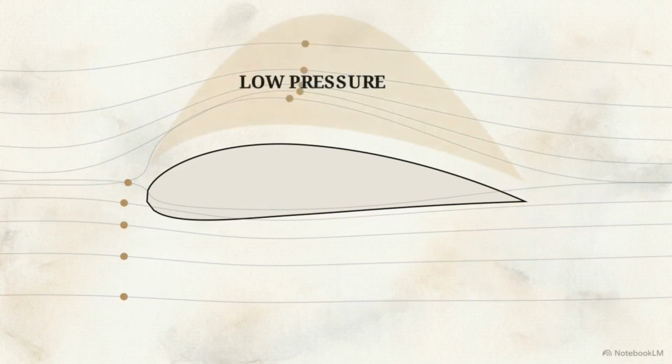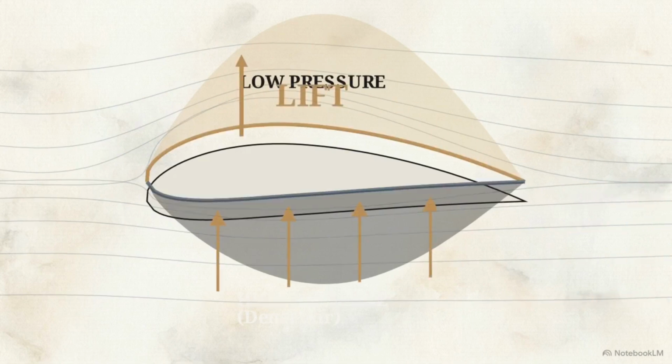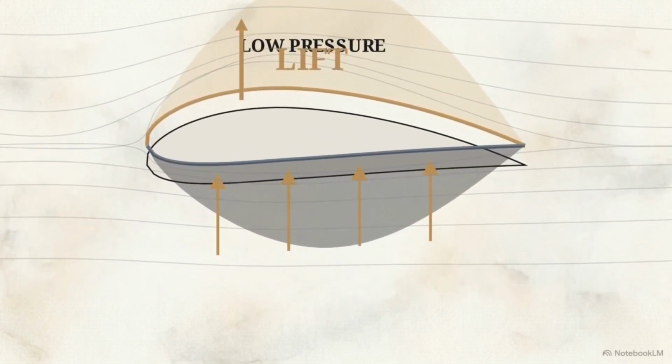Faster-moving air creates a drop in pressure. This creates a low-pressure zone on top of the wing and a dense, high-pressure zone trapped beneath it. Nature forces high pressure to seek out low pressure. The dense air underneath surges upward, shoving the entire wing into the sky to create lift.